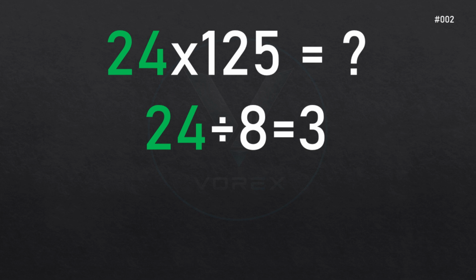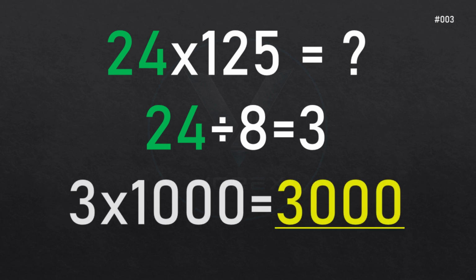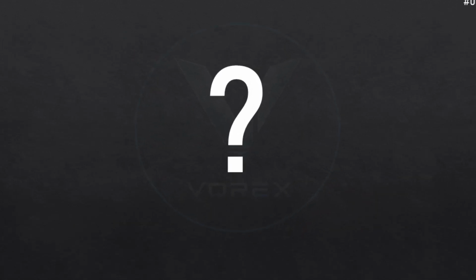First, divide 24 by 8. 24 divided by 8 equals 3. Now multiply the result by 1000. In other words, simply add 3 zeros to the end. That gives us 3000. But why does this work?